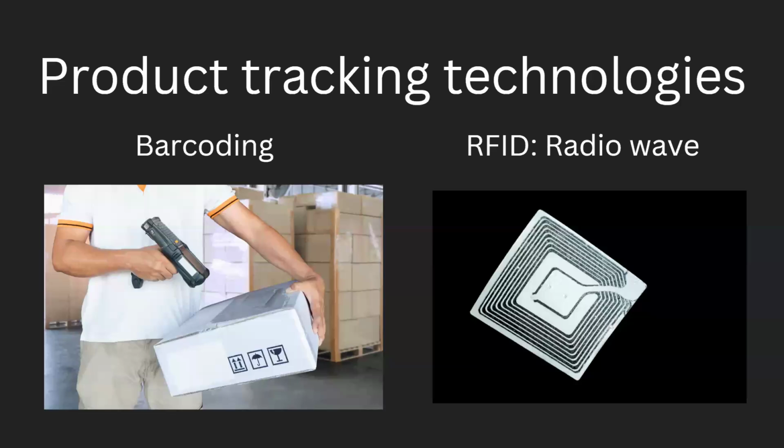RFID came a bit later. With barcodes, different types were created, like the 1D barcode, the one that you see on packaging in the supermarket. And they also upgraded into the 2D barcode, which is the QR code that you see everywhere nowadays, for marketing or for payment and financial services.